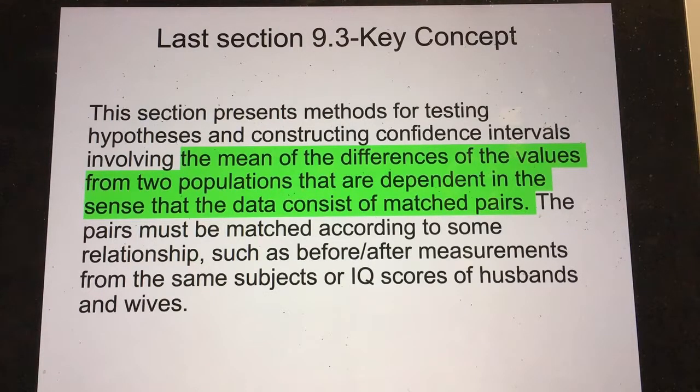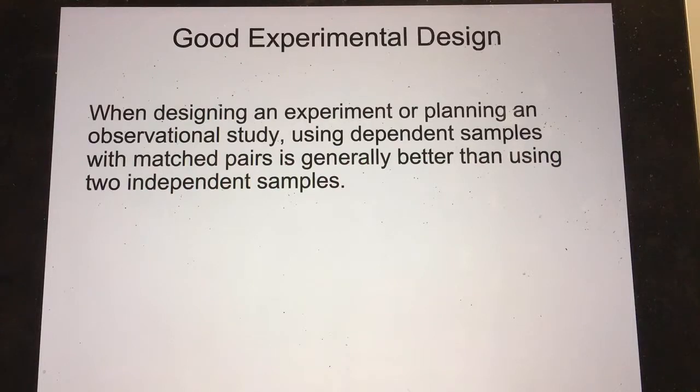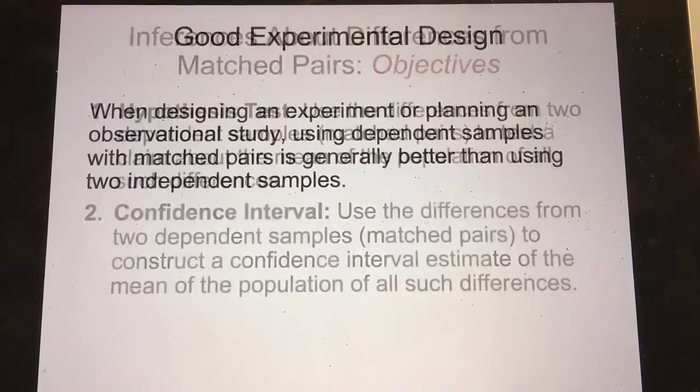So basically something is matching this data together, some relationship such as before and after measurements from the same subjects, or IQ scores of husbands and wives that belong to each other. Okay, so let's see how this plays out. Now this is good experimental design. When designing an experiment or planning an observational study, using dependent samples with matched pairs is generally better than using two independent samples. So it's a recommended method for doing experiments.